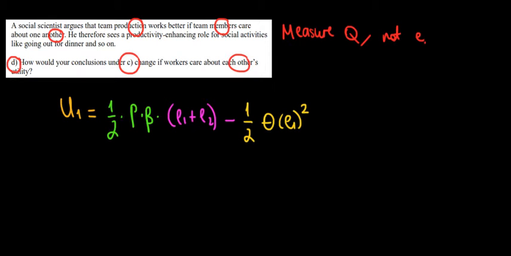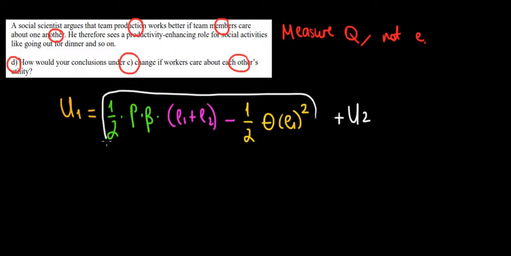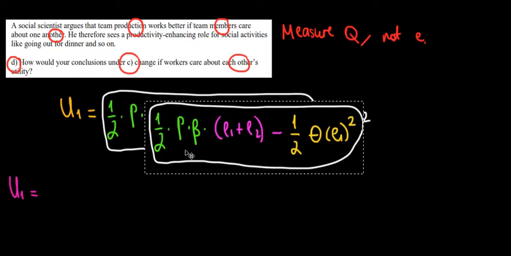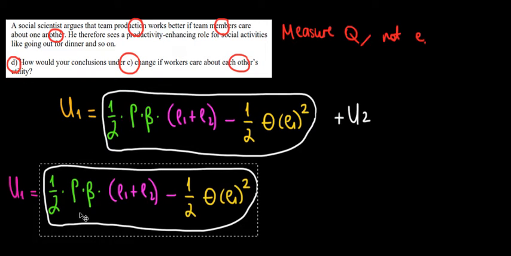Plus utility of the second guy. What do we do now? Well, the utility of the second guy is symmetrical to this one. So we will substitute all this with respect to the second guy over here, and then we will see what the utility will look like. So we will have U1 equals to... Now let's just be strategic and copy paste this. Copy and paste it over here below, and plus the utility of the second guy.